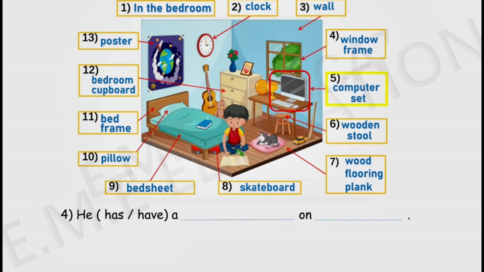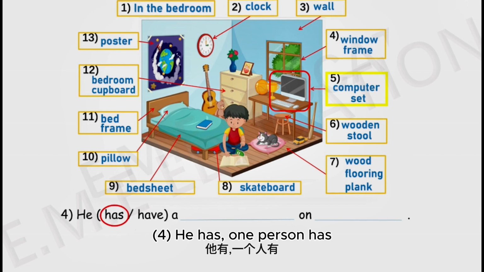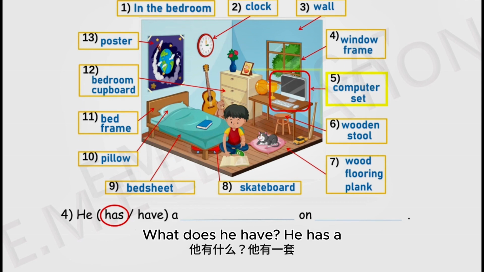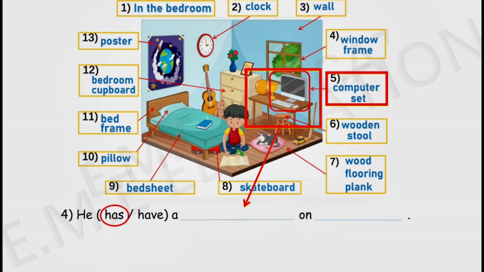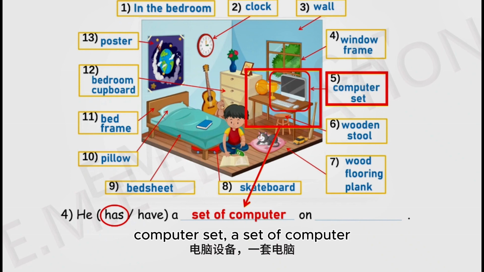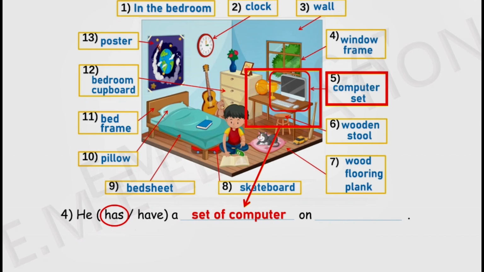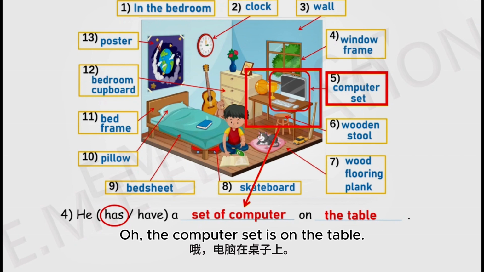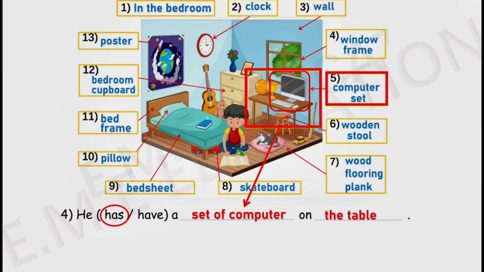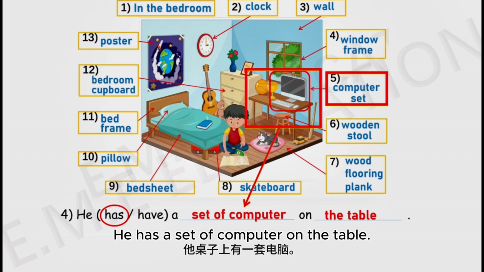Number 4. He has. One person has. What does he have? He has a computer set. A set of computer. Can you see where the computer set is? Oh, the computer set is on the table. He has a set of computer on the table.